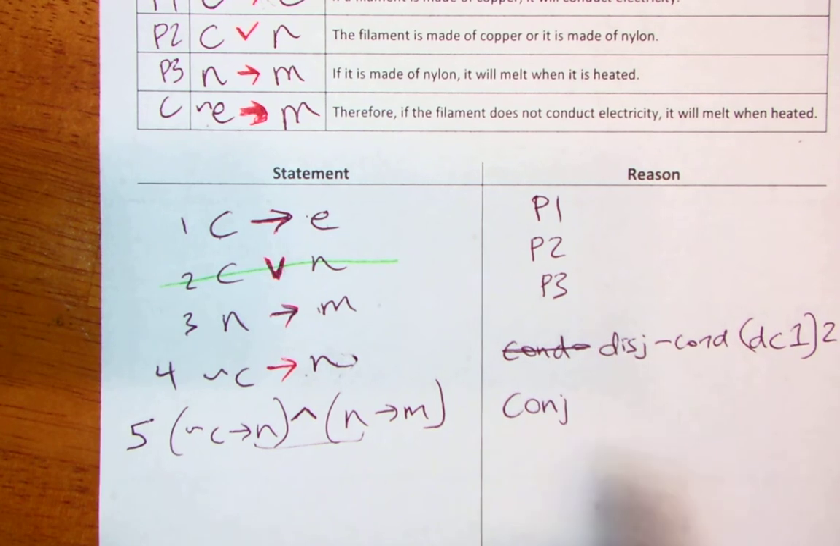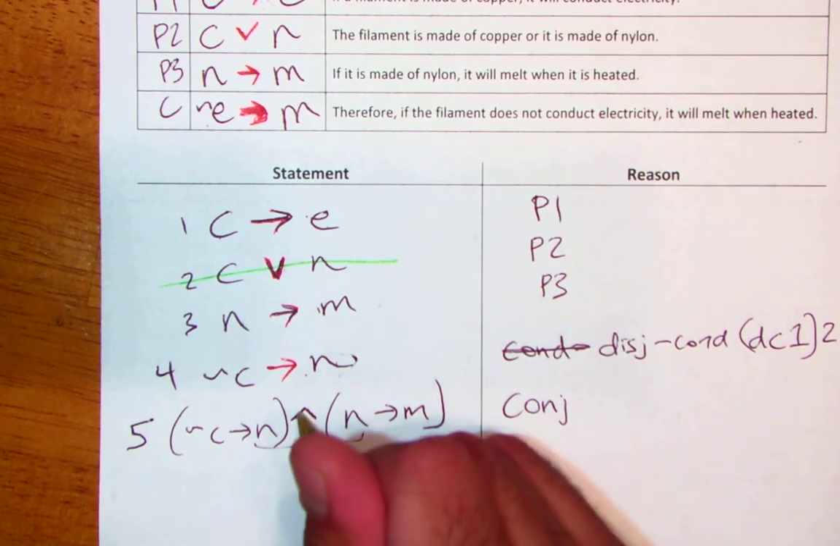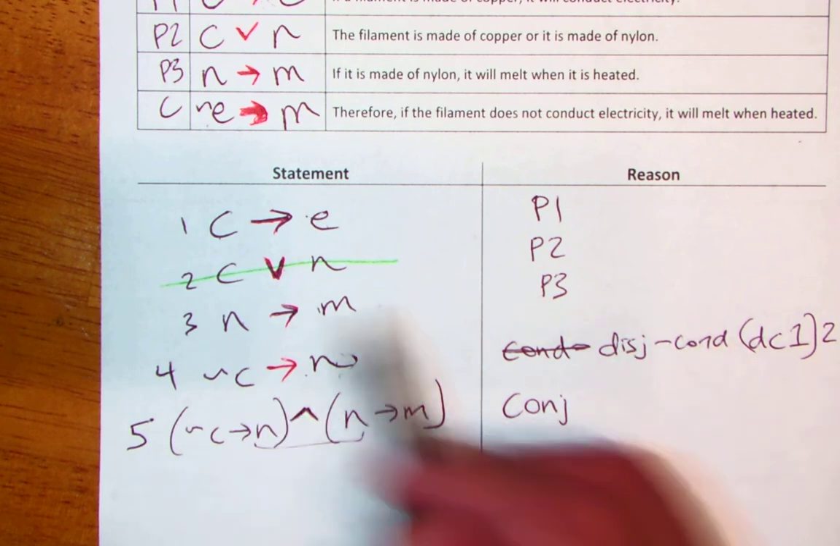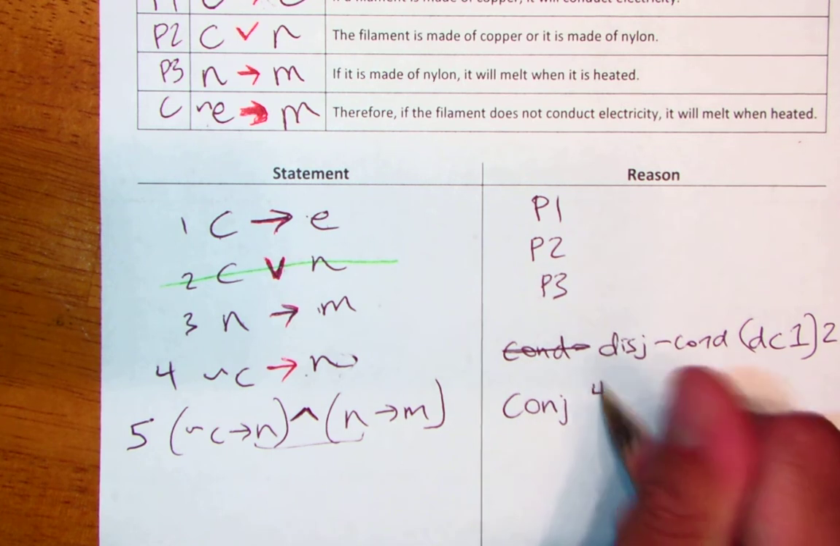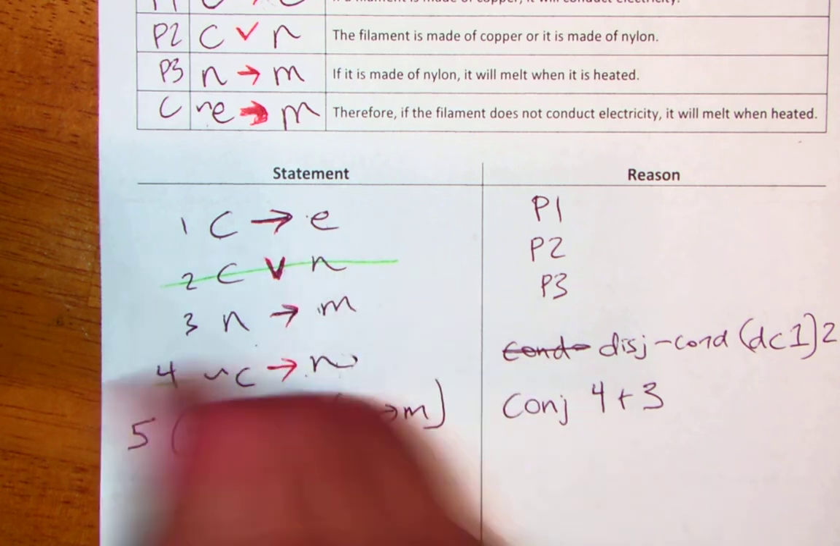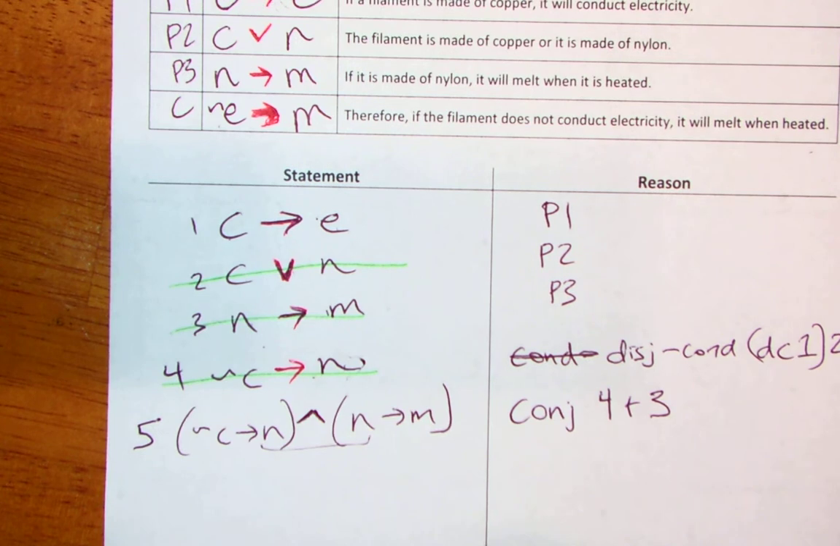Don't get ahead of yourself and put hypothetical syllogism because we haven't applied that law yet. All we've done is the very important step of conjunction between what appears to be number 4 and number 3. So I've used 4 and I've used 3. All right, now I can see here that this will logically imply something else.